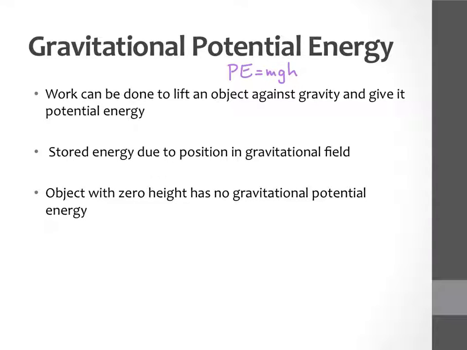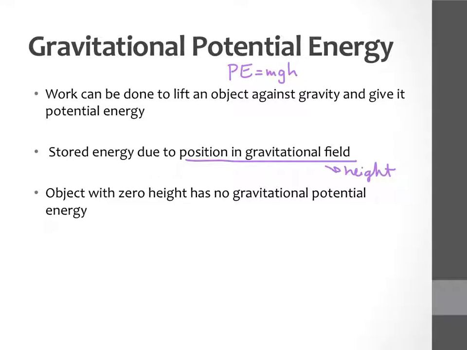Alright, so you can do work to lift an object. For example, me lifting a box, I'm doing work against gravity. So that gives the object potential energy, because this is a stored energy due to position in a gravitational field, also known as height. The only way you can change your position in a gravitational field is to go up or down vertically in height. So objects with zero height have no gravitational potential energy. So 0 for h equates to 0 potential energy, PE.